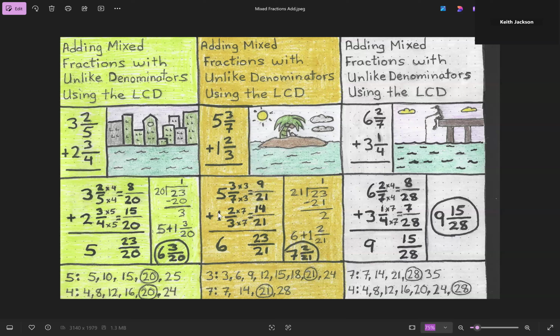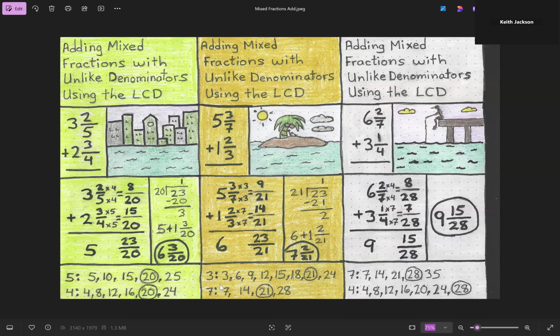Okay, let's go on to big example 2. And we're going to add 5 and 3/7 to 1 and 2/3. And as you can see right here, we have two different denominators. So let's count by those denominators. Let's count by 7s and let's count by 3s. And here we go right here.